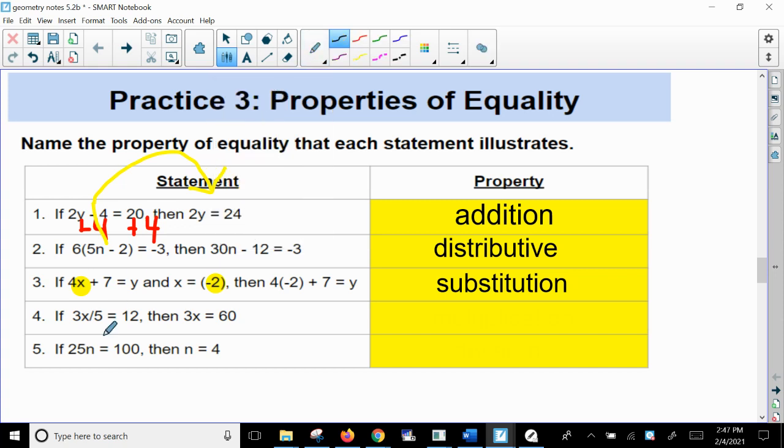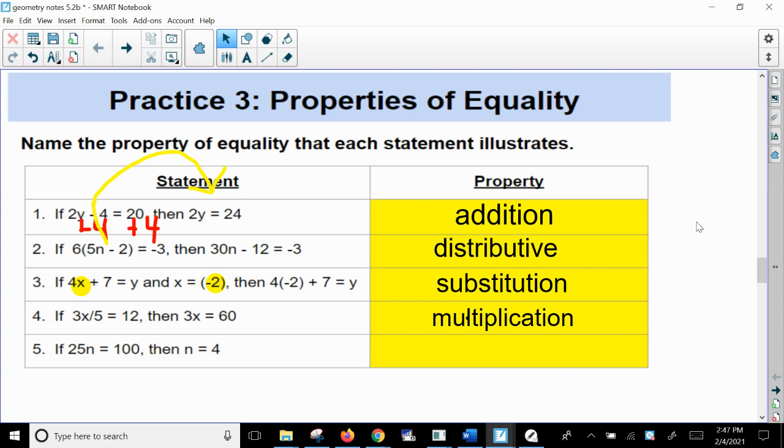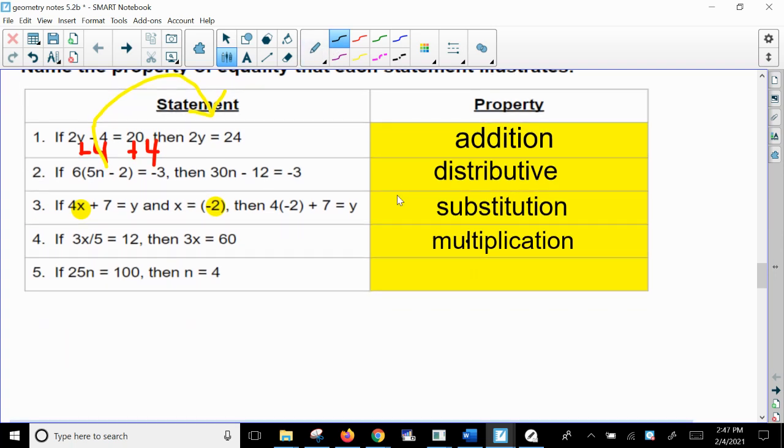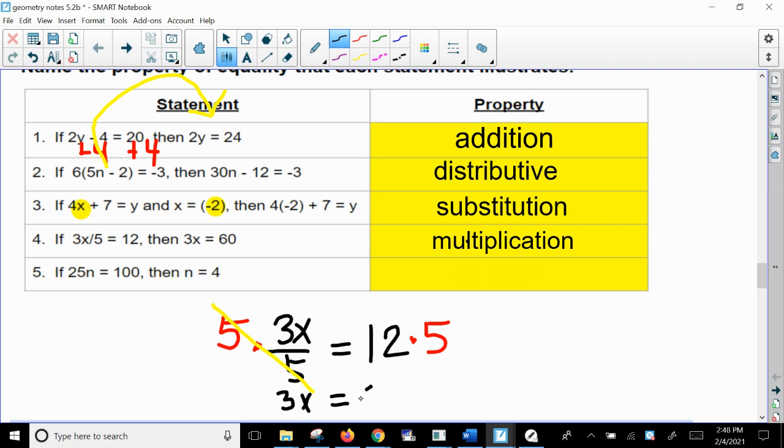Number 4, if 3x over 5 equals 12, then 3x equals 60. That would be multiplication. Why? Because both sides got multiplied by 5. And it's hard to see because of the way it's typed. I'm going to scroll down a little bit. So imagine if it was written like this, equals 12. If I multiply by 5, those two 5s divide out. Whatever I do to one side, I do to the other. So I'm left with 3x equals 12 times 5, which is 60.